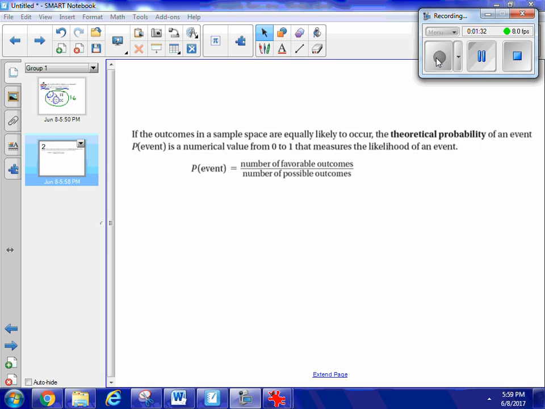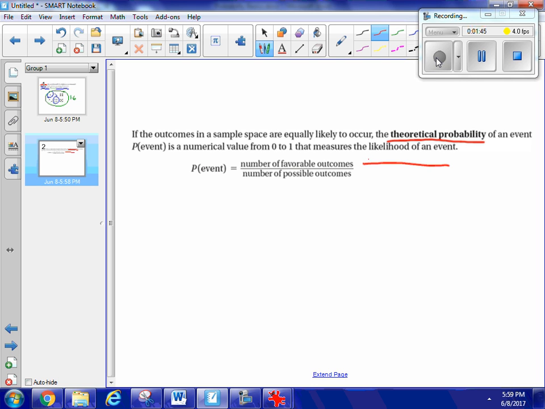Well, I would say the most simple kind of a probability is a theoretical probability of an event. And it's really nothing special. All it's saying is the number of favorable outcomes, the outcomes that I want, divided by the number of possible outcomes. So again, let's take our dice.